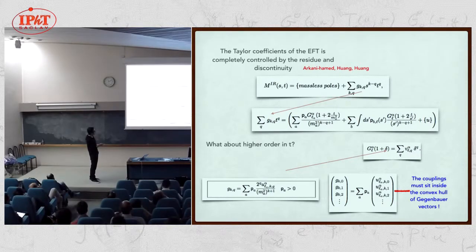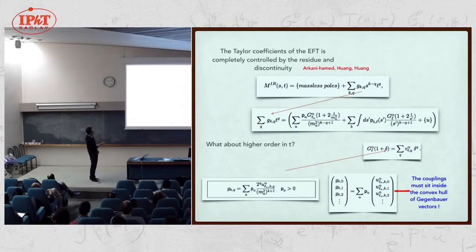So let me just organize this a little bit. I can organize, for example, by the labels k and q. I'm organizing things in this way: the first label k, the second label q. The first label is giving you the total mass dimension or the total derivative counting, and q is basically how many powers of t you have. So in the forward limit, q is 0.